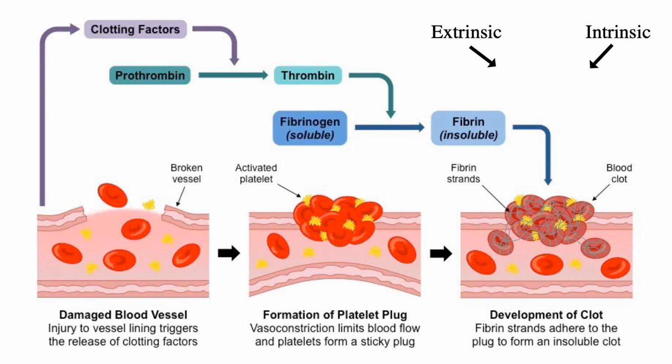The extrinsic and intrinsic pathways converge on coagulation factor 10. Factor 10 causes the formation of thrombin, the signaling molecule for platelets. Thrombin then causes the activation of fibrin, which binds the platelets together to form a strong clot.